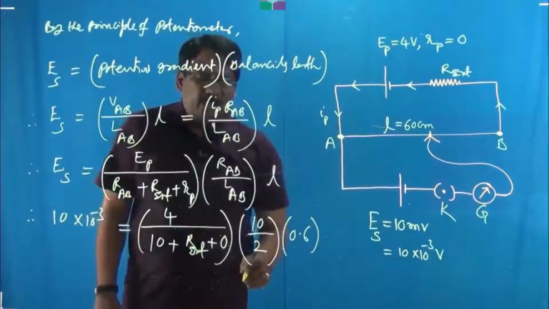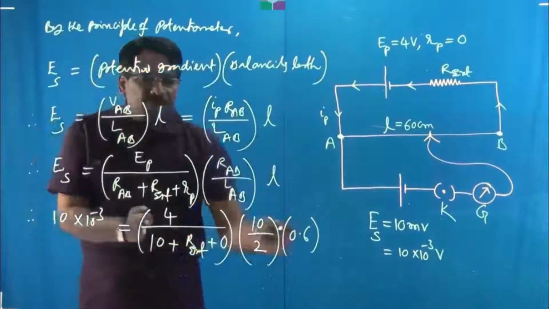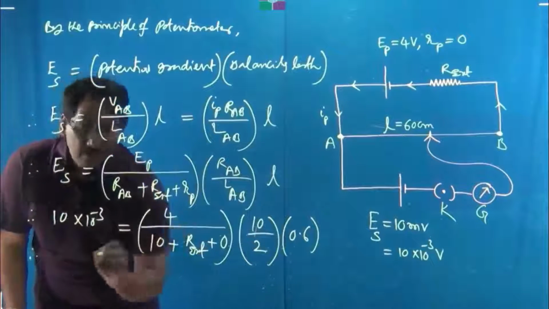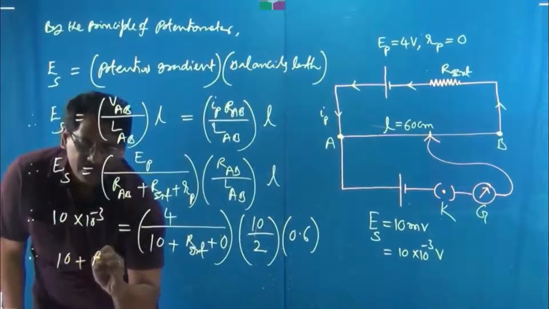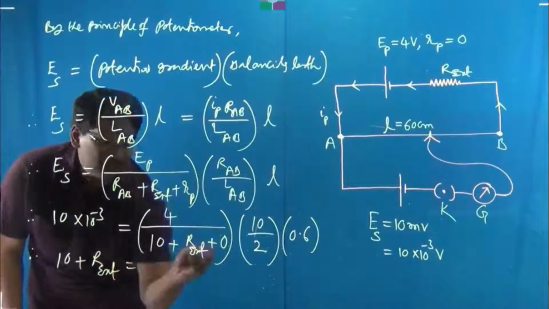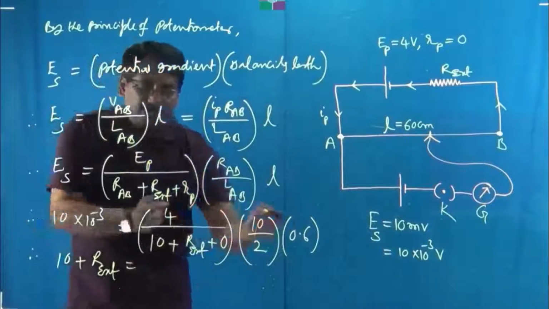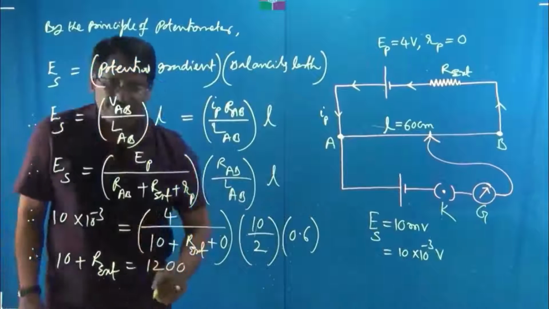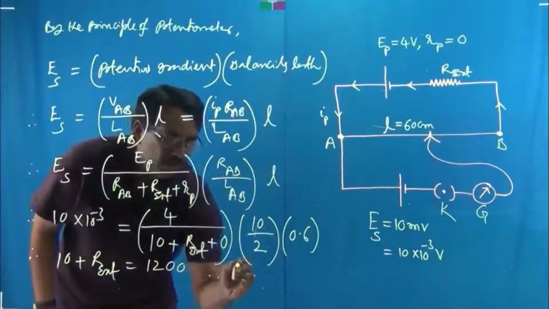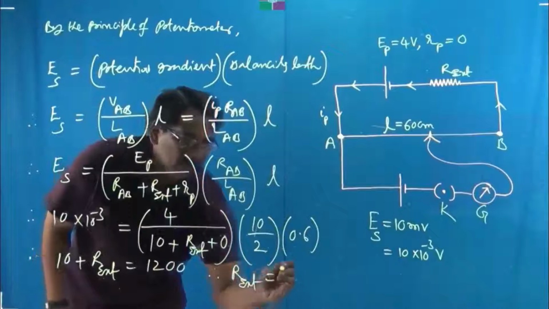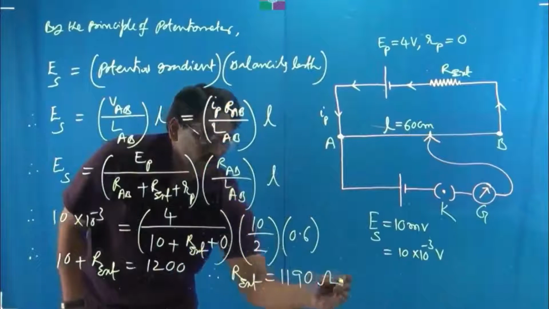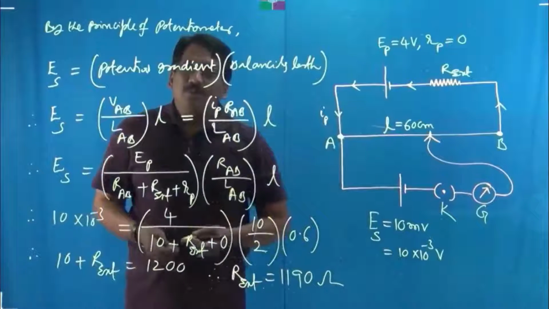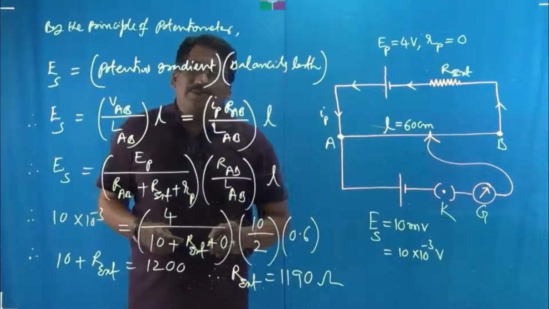And now if we rearrange this data, we get therefore 10 plus R external, and if you simplify this expression, it all comes to be 1200. Therefore R external is equal to 1190 ohms, and this 1190 ohms is present in option 2. So option 2 is our correct answer.